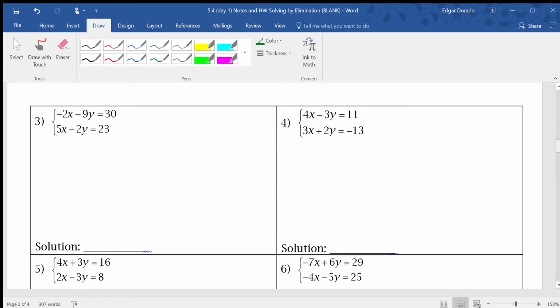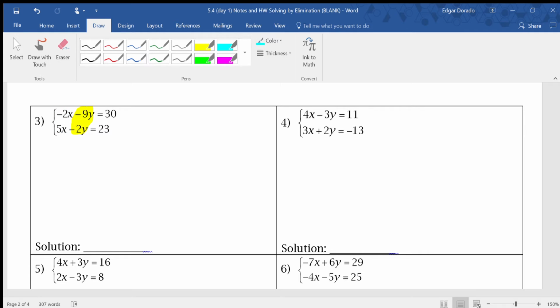Okay, number 3. We're going to go ahead and read them off. Negative 2x minus 9y equals 30, and 5x minus 2y equals, I'm sorry, positive 23. Again, I always like to just look at my x's and then look at my y's.